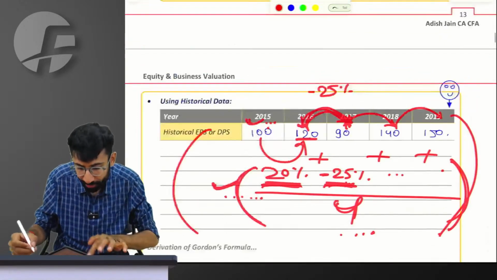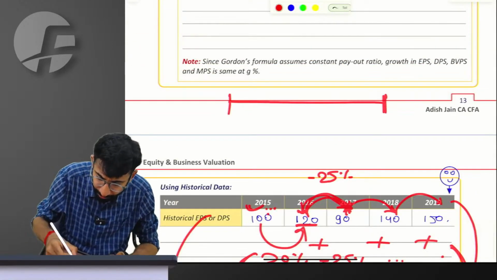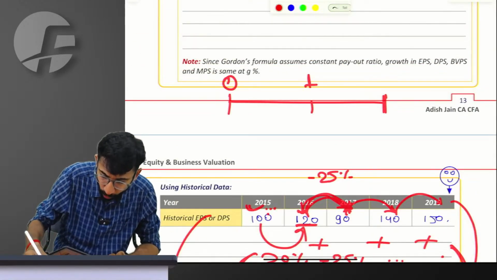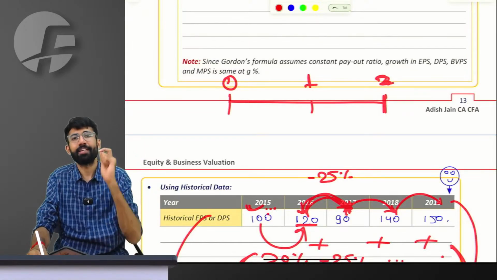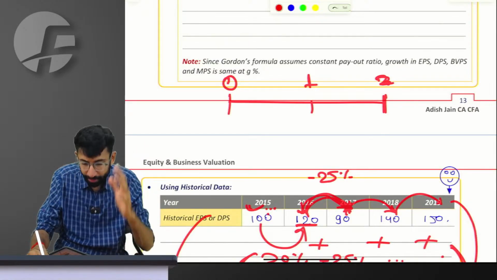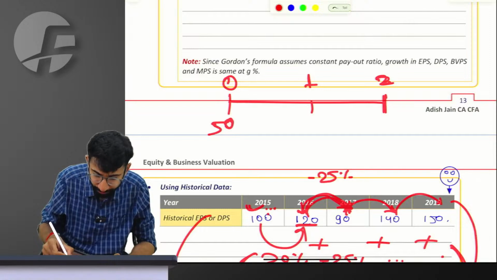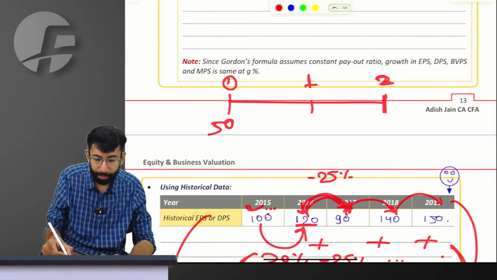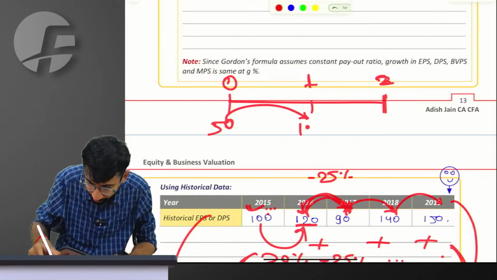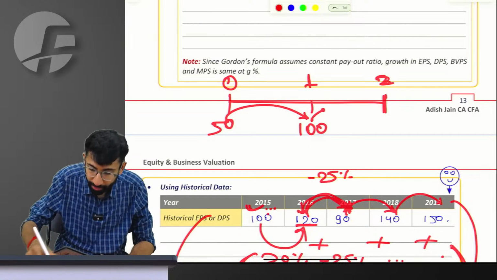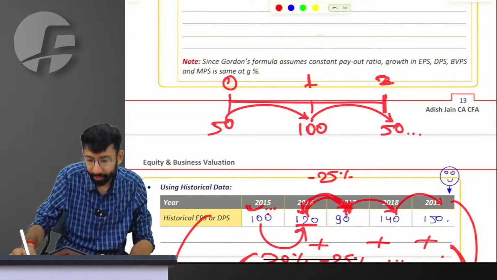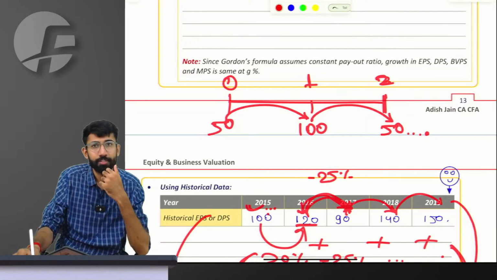Let me give you one more example. Let's assume a period of 2 years, 0, 1, 2. This is a precise example that will hit your brain. Let's assume that my dividend was rupees 50 at the end of, at 0 point. It becomes 100 at the end of first year. It again becomes 50 at the end of second year. Give me what is the growth rate.